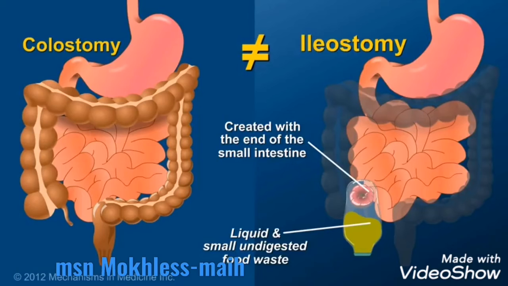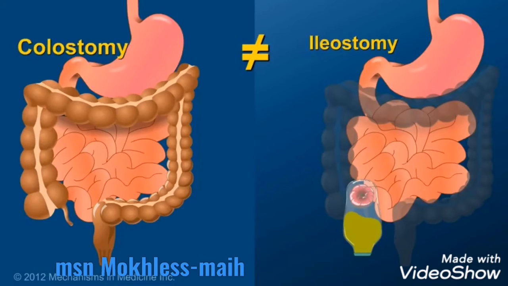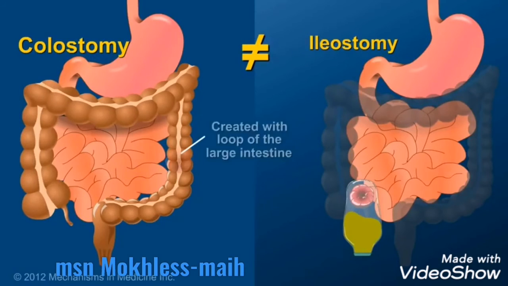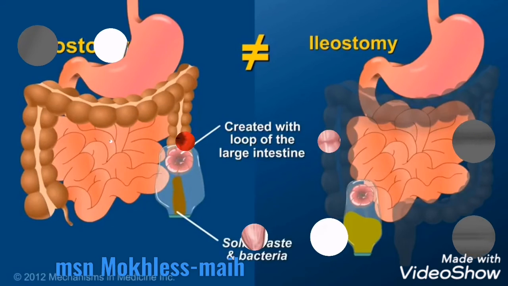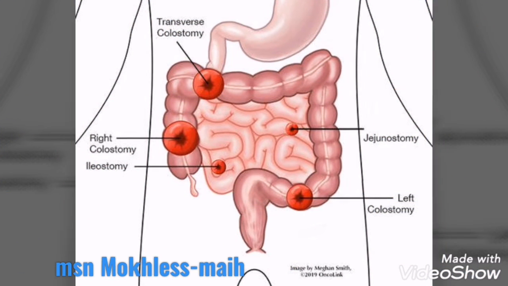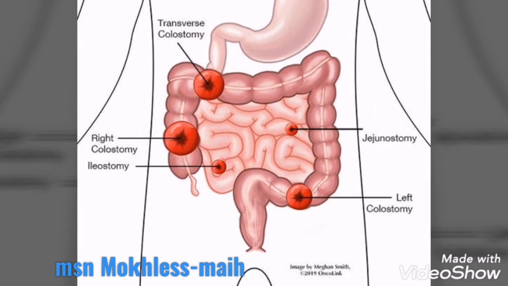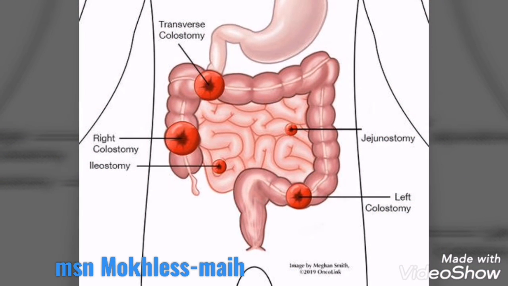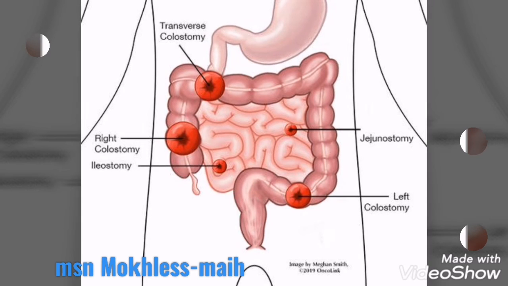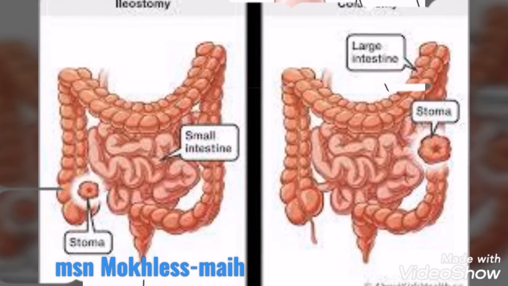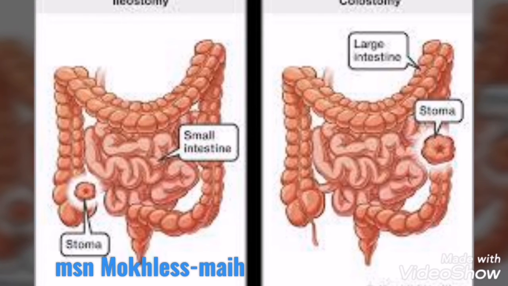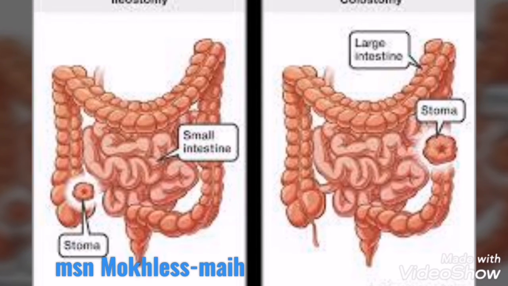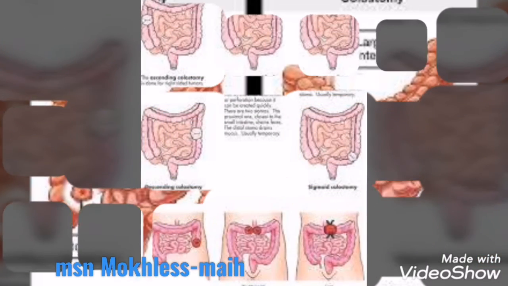Colostomy is a surgical incision in the colon, or large intestine. There are many types of colostomy. The difference between ileostomy and colostomy: an ileostomy diverts waste from the small intestine, while a colostomy is in the large intestine.